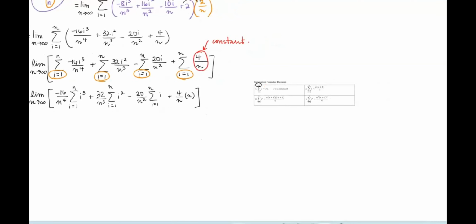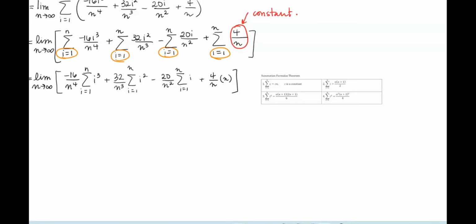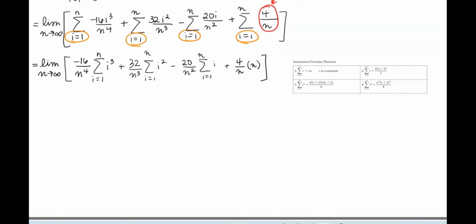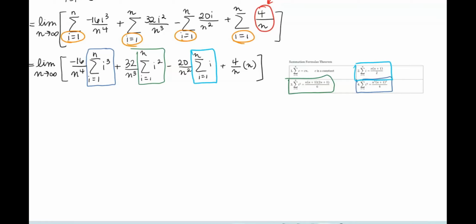And notice that now, after we have pulled out everything that wasn't a constant, the only thing we're left with on the inside of our sums is exactly what we have in our summation formulas theorem. So this sum has just an I cubed on the inside, which is exactly number 4 in the theorem. This one has just an I squared on the inside, and that is exactly number 3 in the theorem. This one has just an I on the inside, and that is exactly number 2 in the theorem. And so now we're ready to go and plug all those in so that we can do some evaluating.